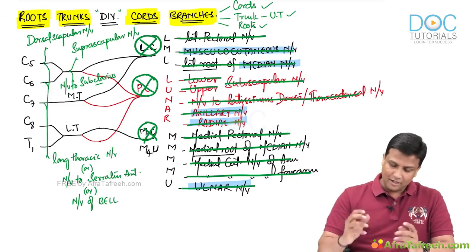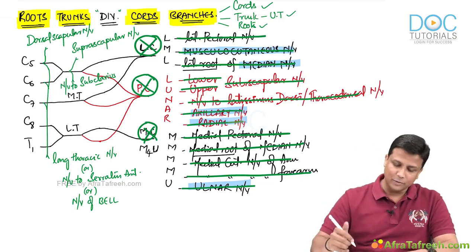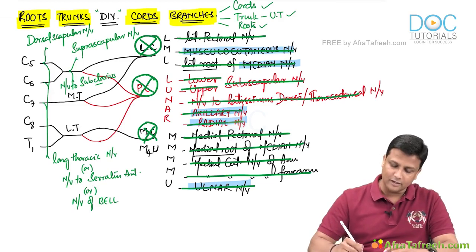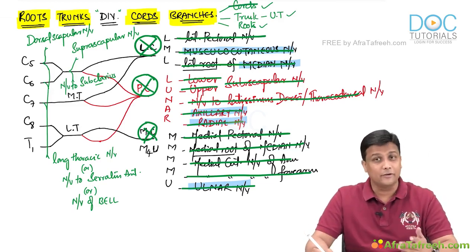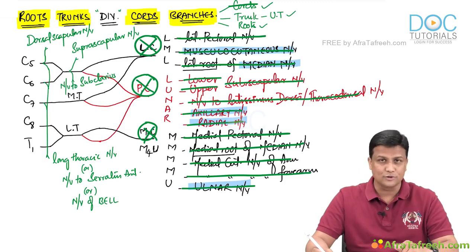Now, when I taught you about the branches, I told you that all the branches are given from the cords, and not only from the cords, guys, we also get branches from the trunks as well as the roots.